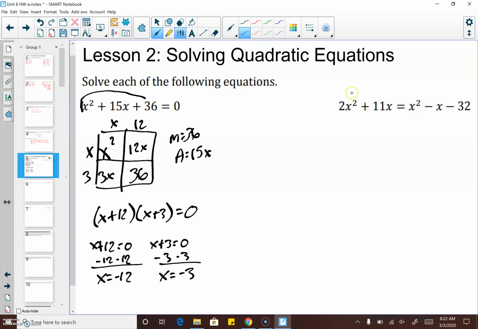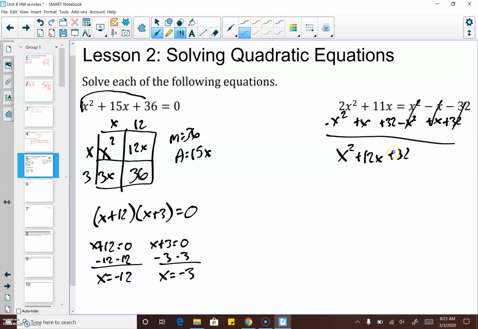So in the second one now, no parentheses, but we're not set equal to 0. So I want to keep this 2x squared. I want to make sure the left side stays positive. So I'm going to subtract the x squared, add the x, and add the 32. So everything on the right side cancels. So 2x squared minus x squared is x squared. 11x plus x is 12x. And then there's no partner for the 32, so we are just plus 32. And now we're equal to 0.